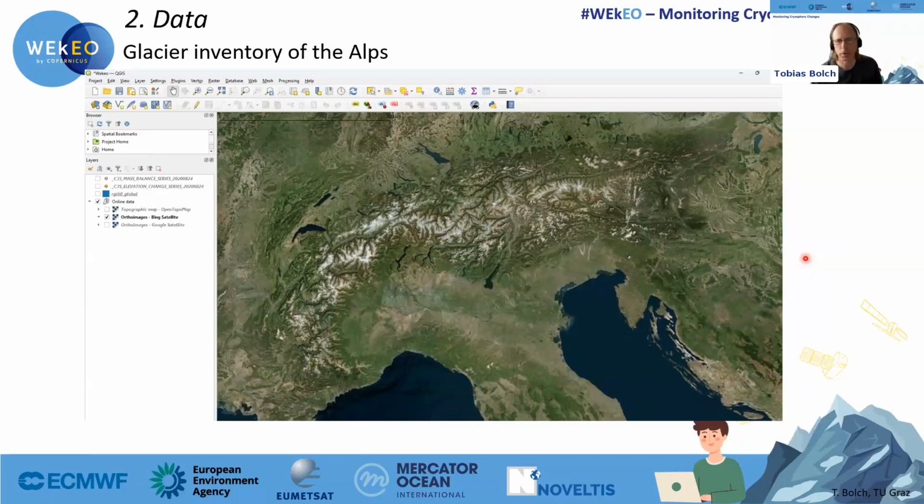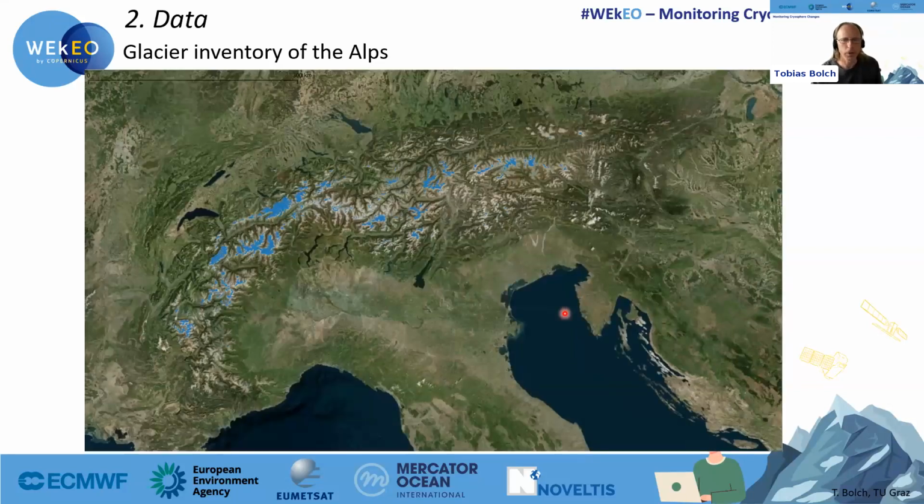We're here in the Alps. I'm sitting in Graz, so south of the Alps. Somewhere here we have Vienna. We have here the Alpine Arc. And when you look at it, you see some white spots, but we are not entirely sure where the glaciers are. So you download the data set from the Randolph Glacier Inventory. You can include it, for example, into QGIS or any other GIS software, and you see quite nicely where all the glaciers are located.